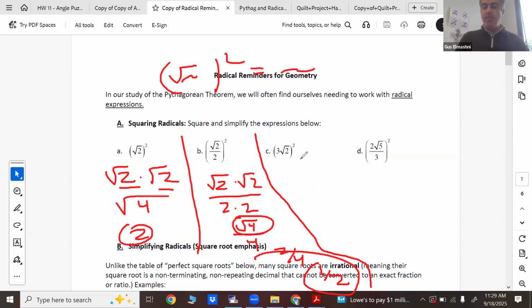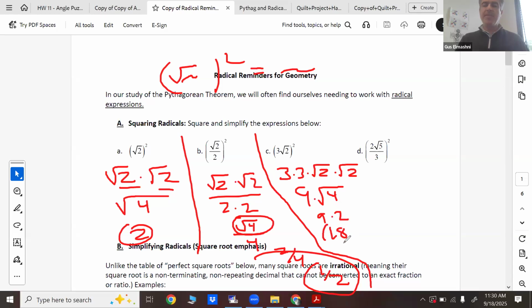Now for C, you have 3 root 2. So you have to multiply. It'll be 3 times 3. Yeah, you got to repeat each one. The whole point of the exponent is you're repeating whatever's inside. How many times do I need the 3 to show up? Twice. How many times does root 2 show up? Twice. So 3 times 3 is 9, times root 4. What's root 4? Together it's 18. Good.